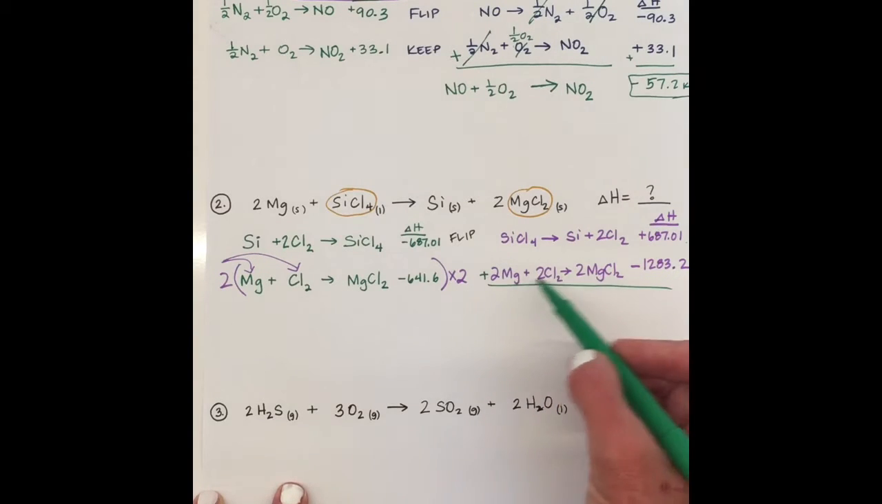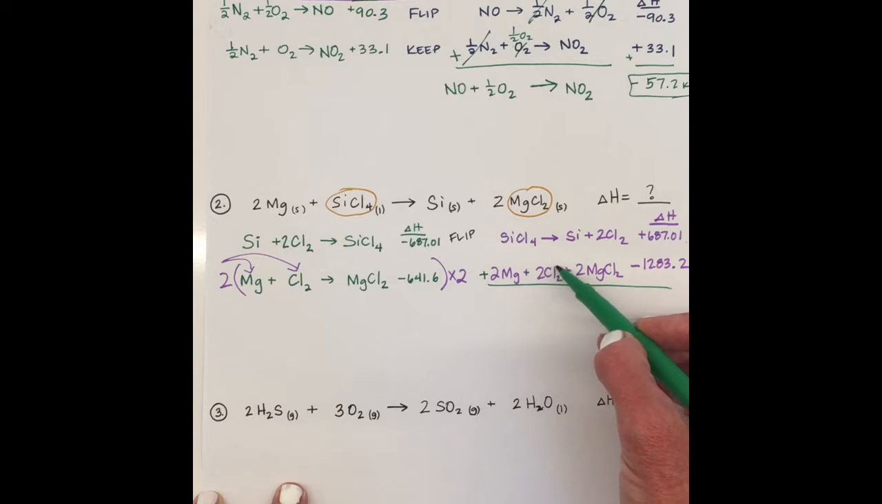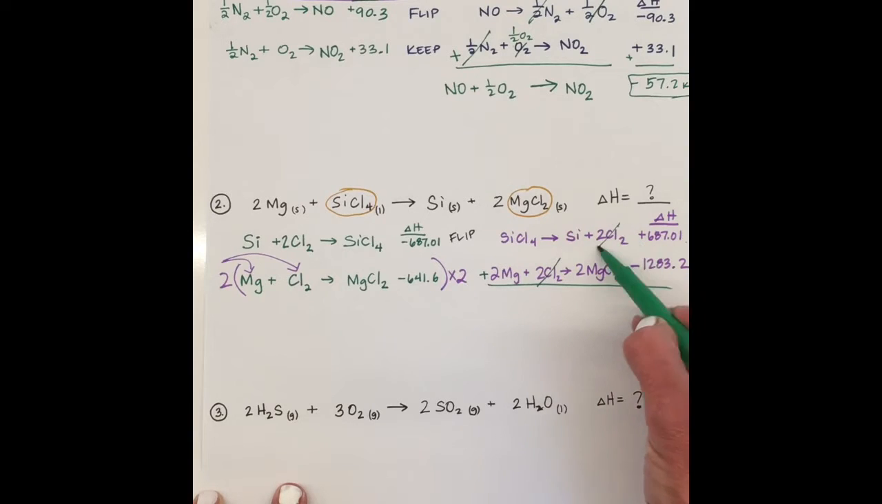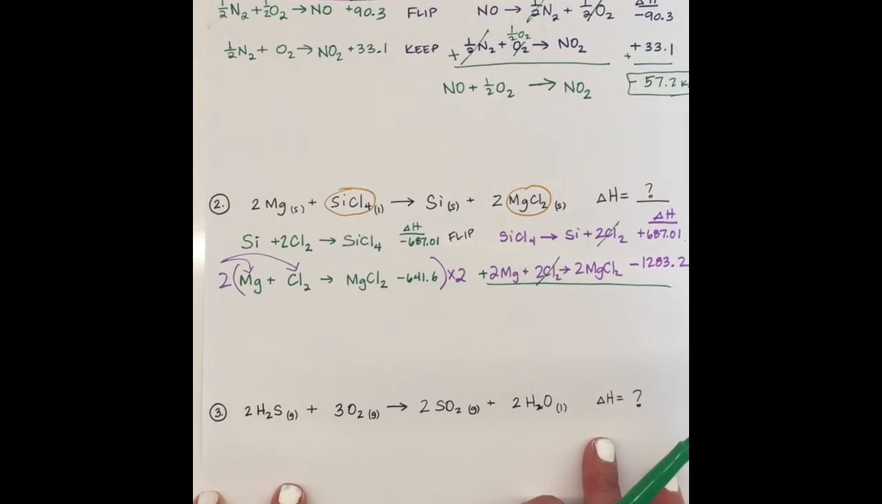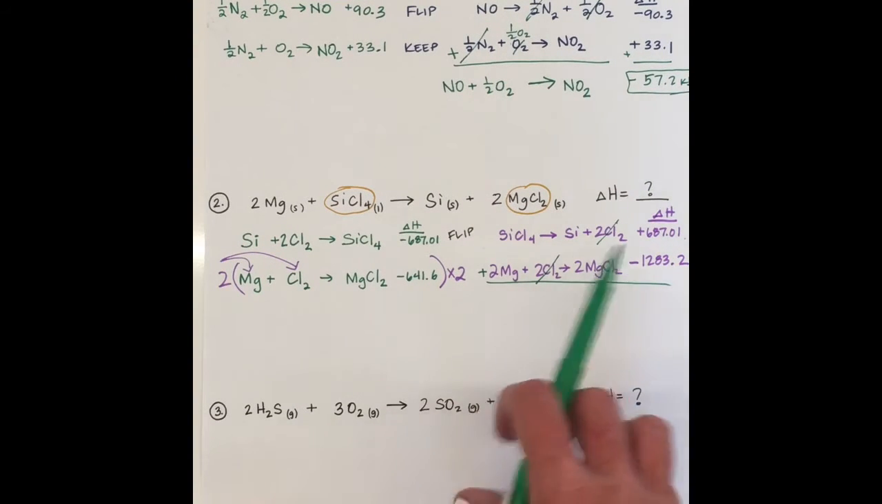Okay. And see what cancels on the left side. Do you see anything that'll cancel? Yes, I have two Cl2s here and two Cl2s on the right side. Those cancel. And that's really all that cancels. You can't cancel a part of a compound, just leave it.